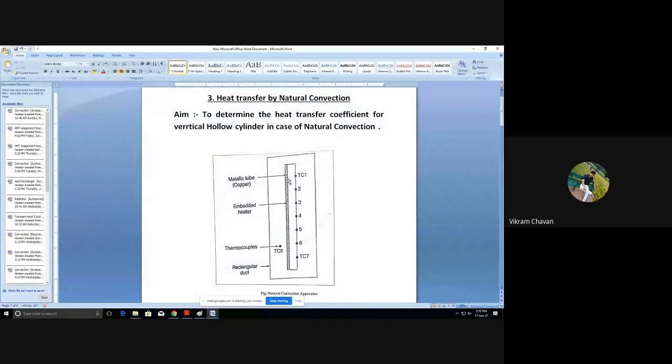So the heat source will be the heater for this hollow cylinder, which will generate the heat inside that tube, and that heat will be transferred to the surface of the hollow cylinder. Now, over this surface, we have placed seven thermocouples.